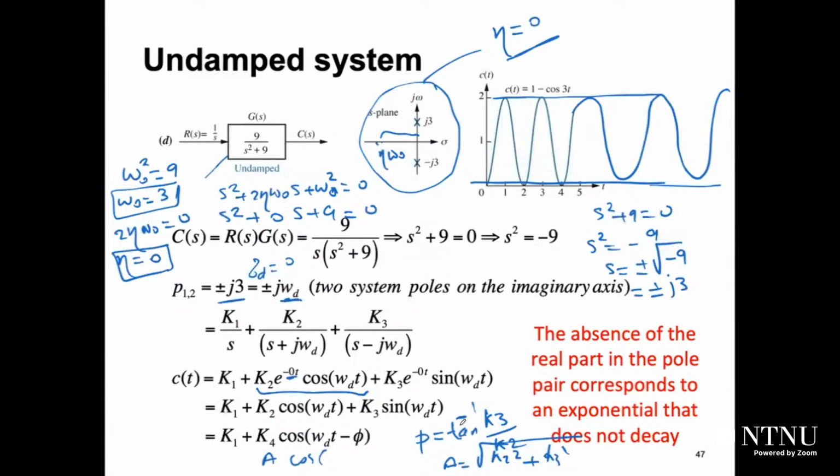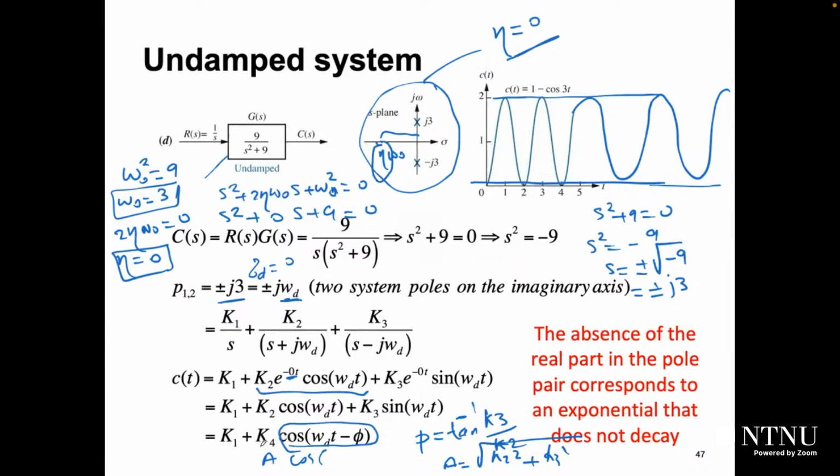So this is the undamped system. Just remember that in the case of an undamped system, we don't have any damping effect. So in this case, zeta must equal 0, right? And as you can see here, the response will be just a cosine function, K1 plus K4 multiplied by cosine. And we don't have any exponential term here.